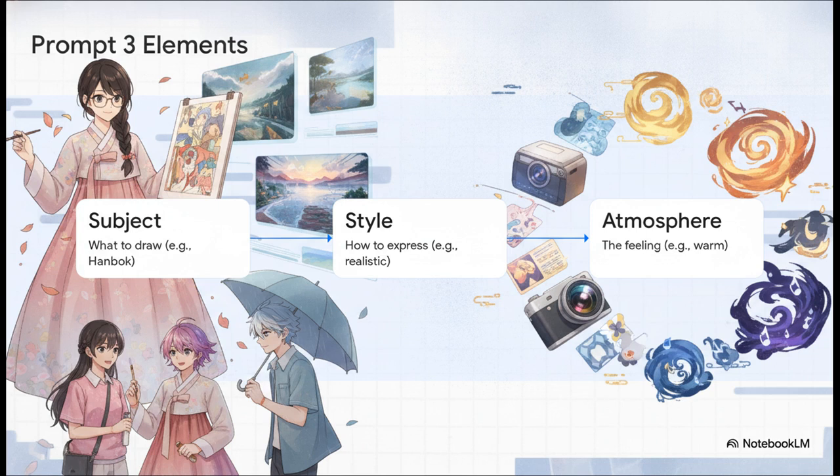Number 2 is the style. How do you want it expressed? Are we talking a realistic photo, a delicate watercolor, or a vibrant comic book style? And number 3 is the atmosphere. What is the feeling of the image? Warm, traditional, gloomy? Without all 3 of these elements, the AI is quite honestly just guessing.